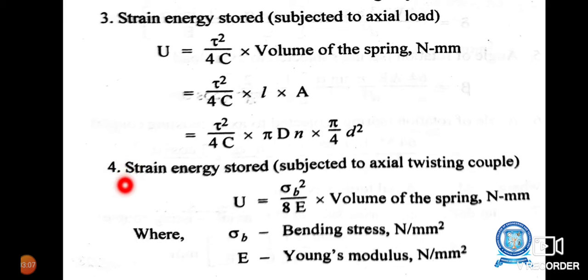Next, fourth formula, strain energy stored when subjected to axial twisting couple. U equals sigma b squared divided by 8E into the volume of the spring. Sigma b is the bending stress, unit Newton per millimeter square. E is Young's modulus, also in Newton per millimeter square.